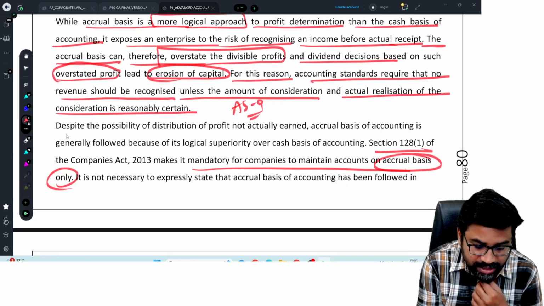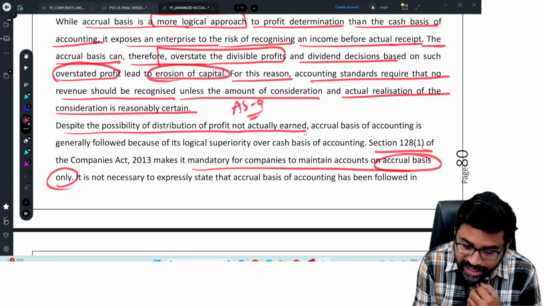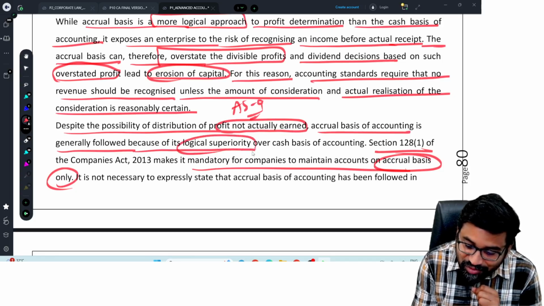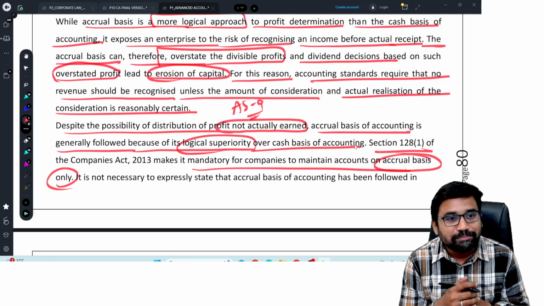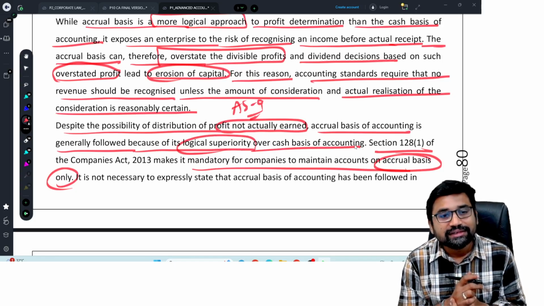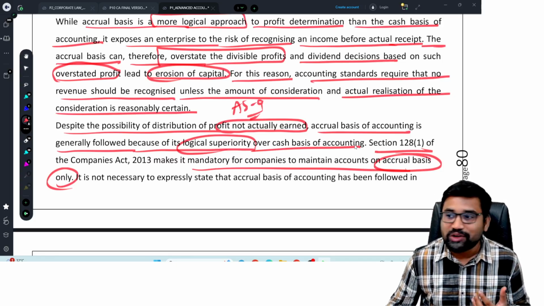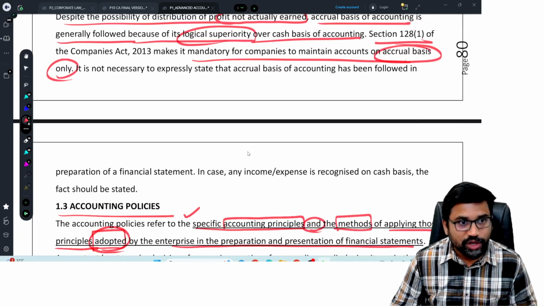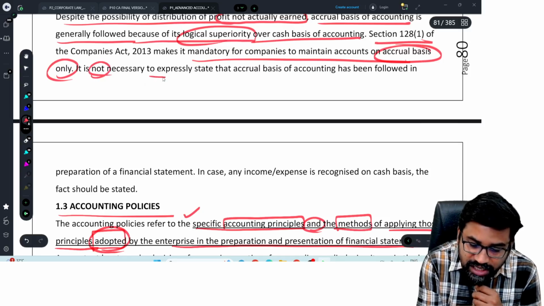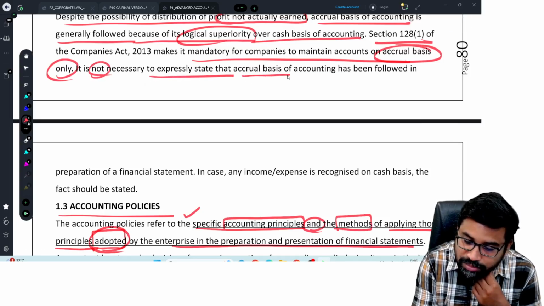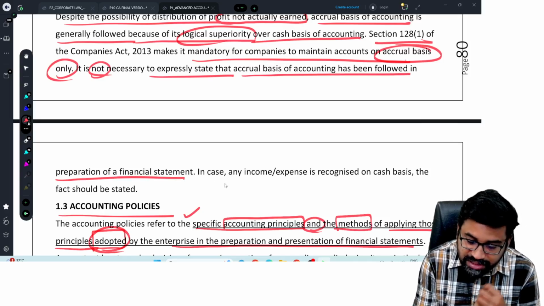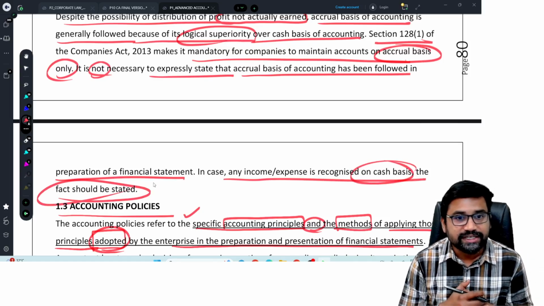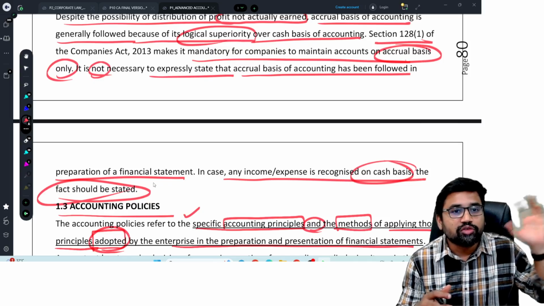Okay. See here, despite the possibility of distribution of profits not actually earned, accrual basis of accounting is generally followed because of its logical superiority over cash basis of accounting. Definitely accrual concept is far more superior than cash basis of accounting. Okay. It is not necessary to expressly state that accrual basis of accounting has been followed in preparation of financial statements. In case any income or expense is recognized on cash basis, the fact should be disclosed. The fact should be stated. So it is not that we are following accrual basis of accounting.